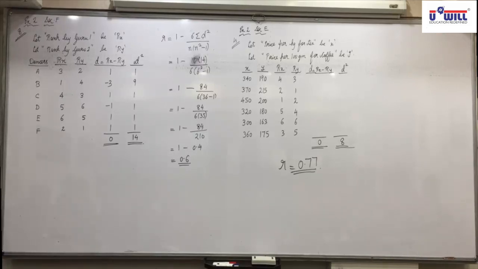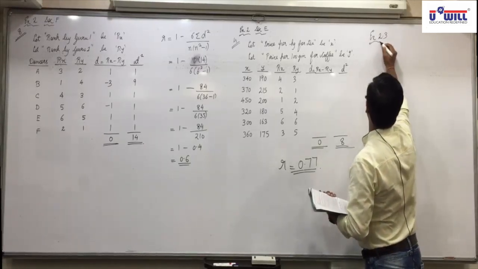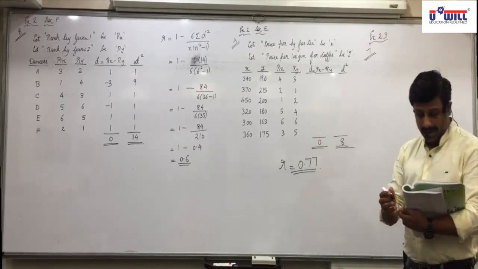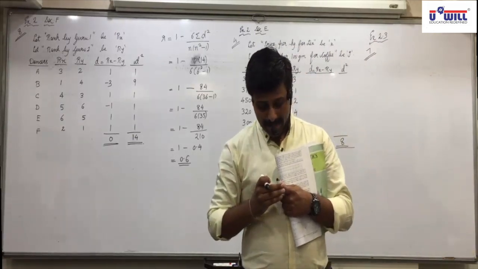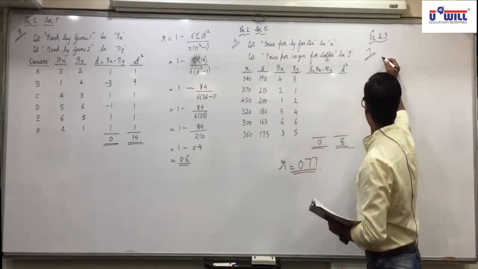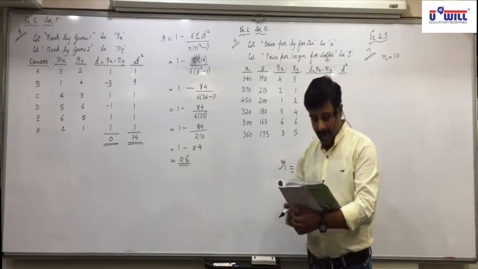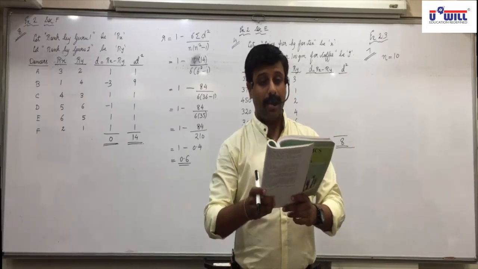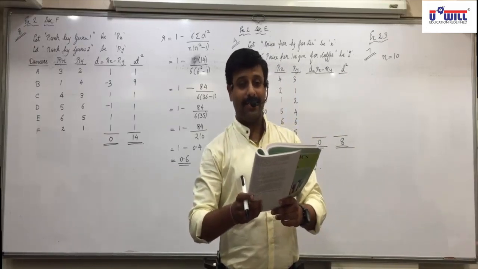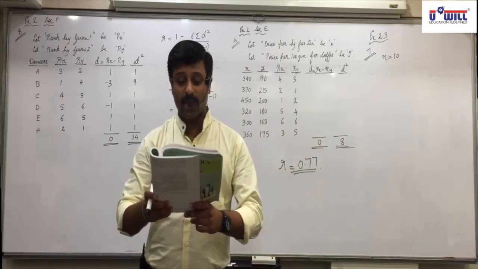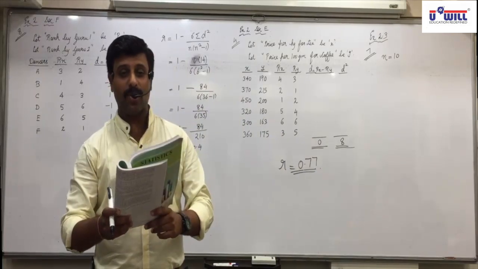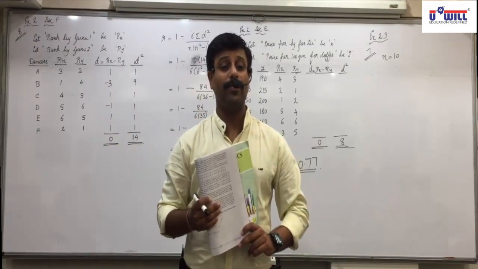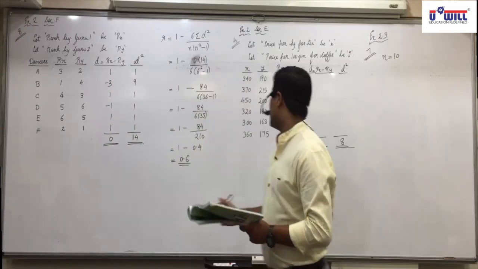Look at exercise 2.3, page number 100, question number 7. I'm discussing it and you'll be doing it on your own. 10 contestants. Rina, what is 10? 10 is n. Okay, 10 contestants, so n is equal to 10. In a beauty contest by 2 judges, the sum of squares of differences in their ranks is found to be 214. What will you say? It's 214, sigma d square.